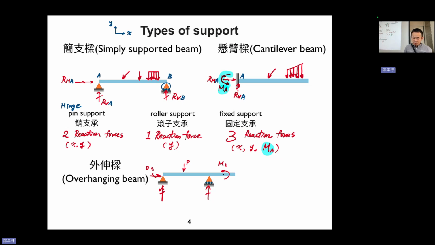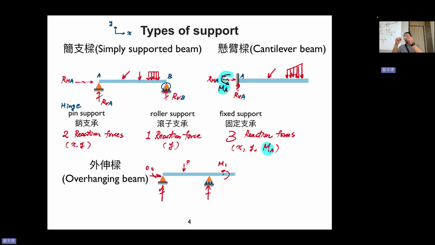Different supports will give you different numbers of reaction forces. For example, a triangle shape looks like a pin support, just like my fingers snap on a clamp on the bar. The bar cannot move left and right or up and down, but it can rotate. So there's no reaction moment, and there are two reaction forces.